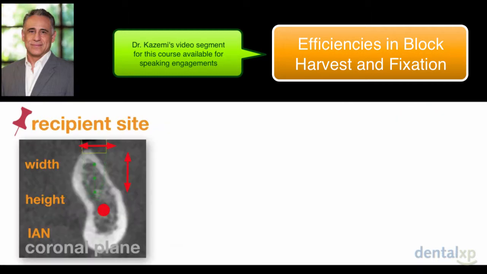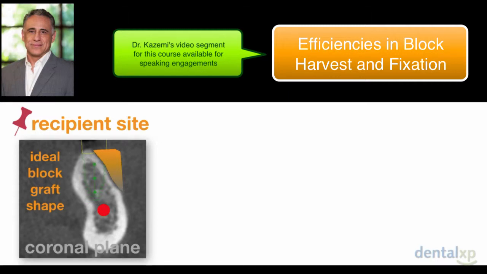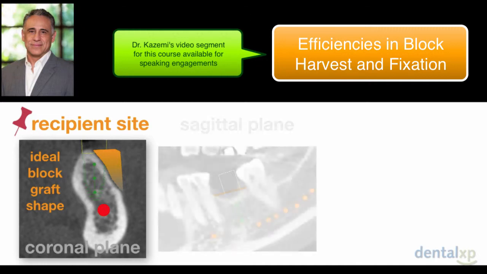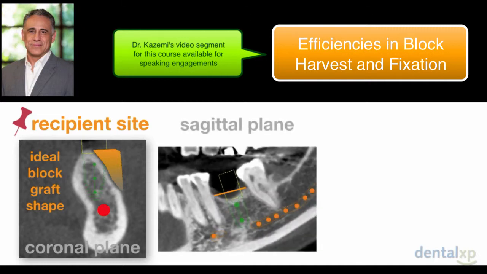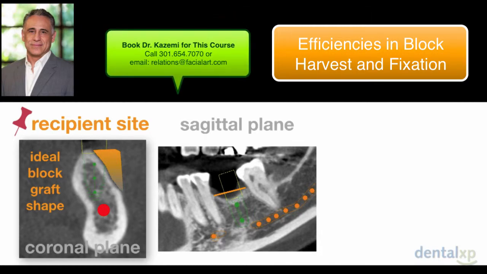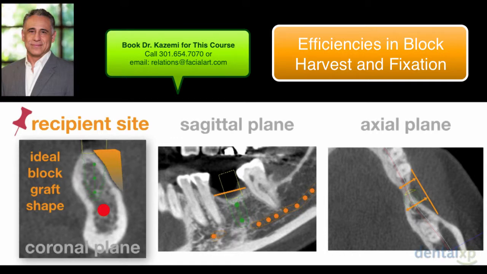As in this patient, with precise measurement of the width, height, and the position of the inferior alveolar nerve, we can start to predict and visualize the ideal block graft and its shape in our coronal plane. We start to look at its height and the relationship to the interseptal bone in the sagittal plane, and also the existing width and the amount to which we need to augment to in our axial plane.